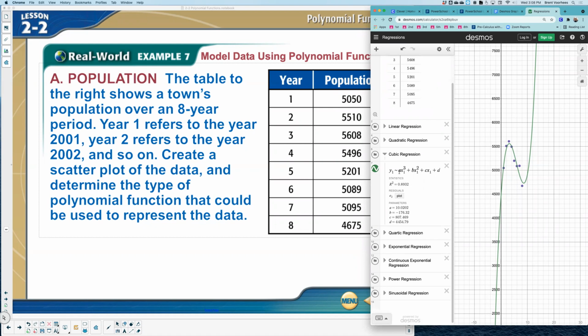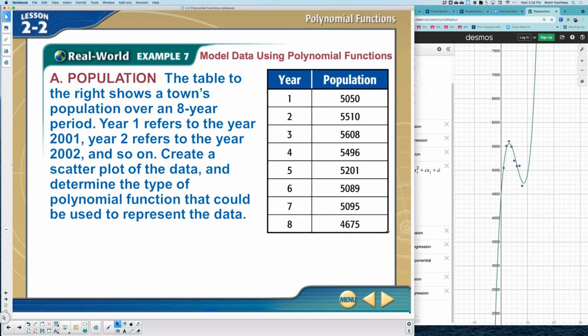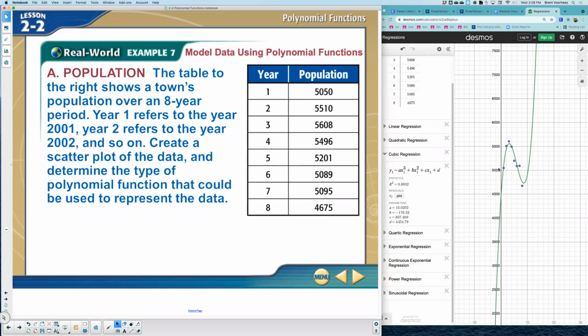And so here's the equation with the values A, B, C, and D that I'm going to want for my answer. Let me just slide this over for a moment so I can write down that this is cubic. The equation, a cubic, would be A in front of the x cubed.